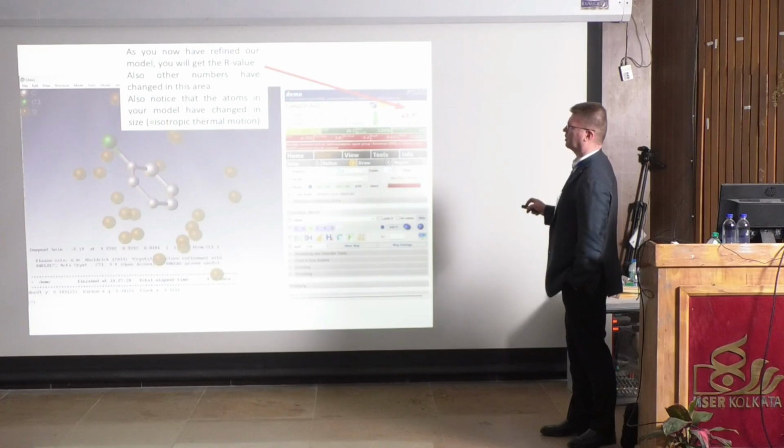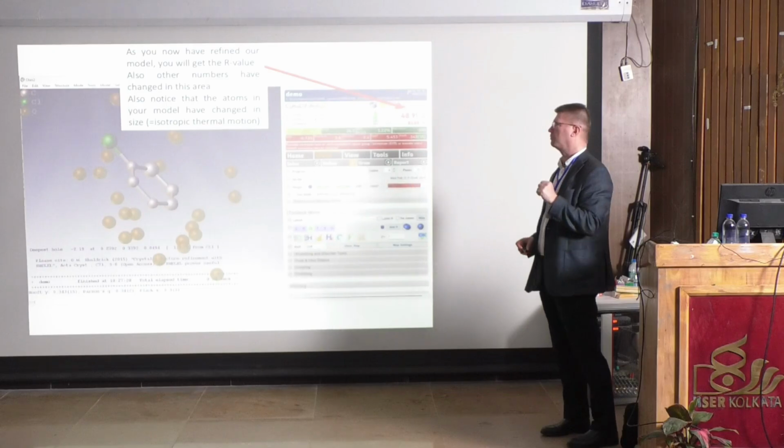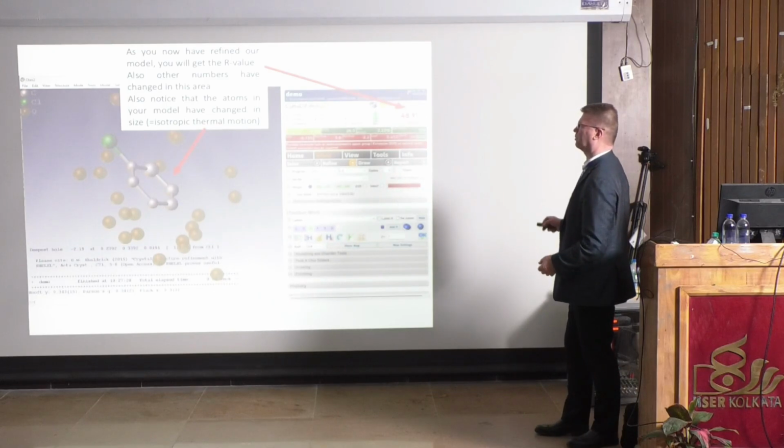And notice the atoms of the model have changed now. And this we call isotropic thermal motion. The idea is that it's like a ball, its estimation the first time. It will be more accurate later. Okay, let's go forward. And that's the idea of what we have in there.